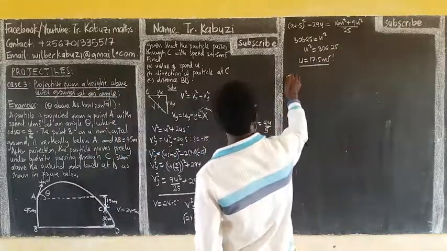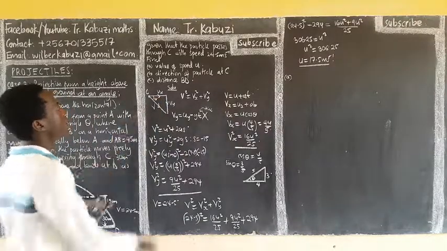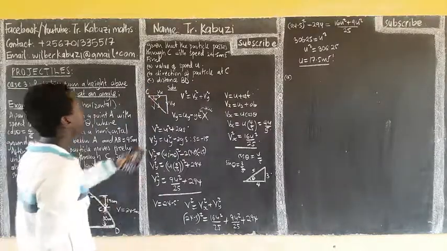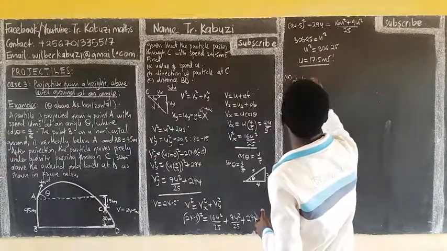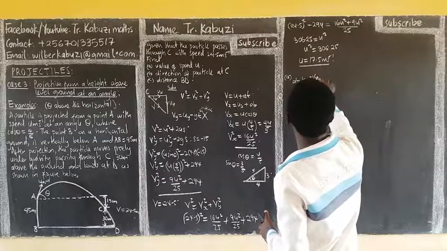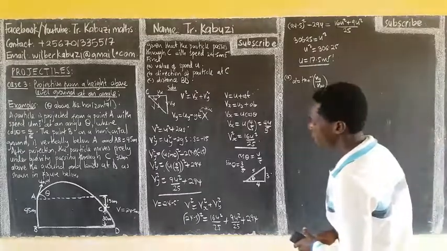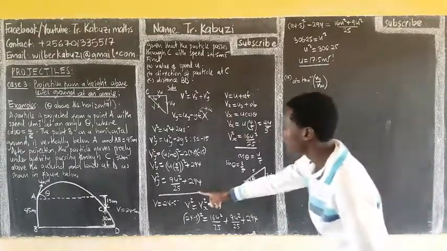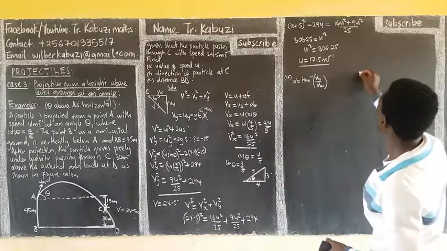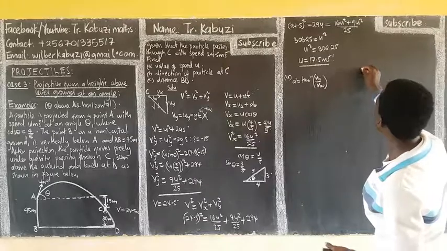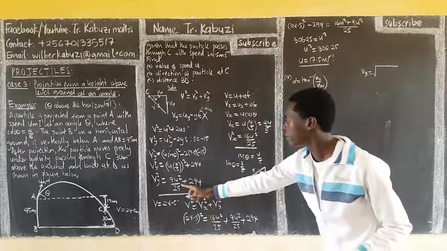Next is the direction at point C. We call this direction alpha. Remember, this is our point C there, so we need to get Vy. Our alpha will be given by tan inverse of Vy over Vx. How do we get Vy? You see from here, our Vy is here. We shall take the square root, so our Vy will be the square root of the whole of this.